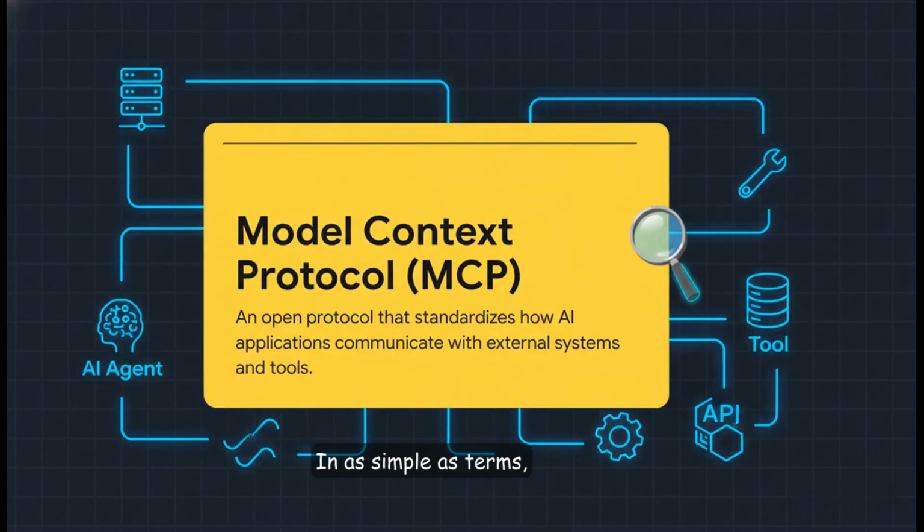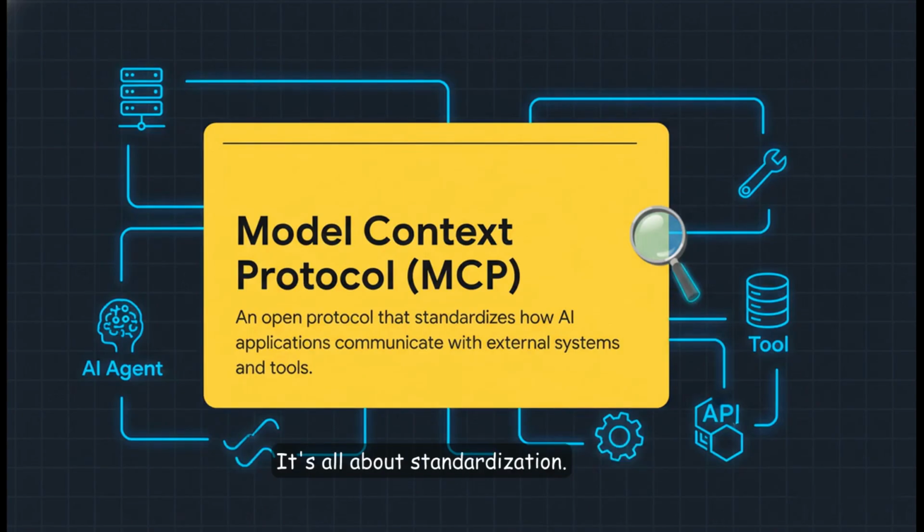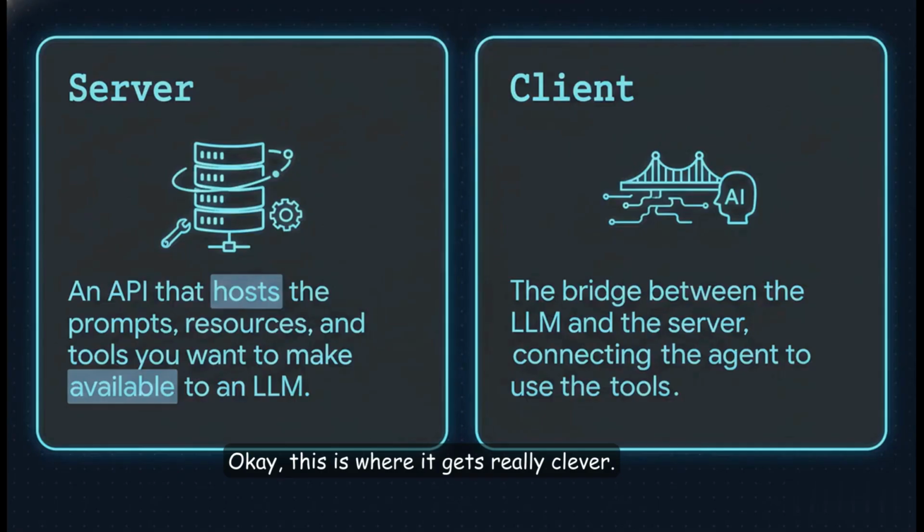So what is it, really? In the simplest terms, MCP, the Model Context Protocol, is just a common language. Think of it like a universal rulebook that lets your AI agent chat with any tool out there without needing a special translator for each one. And because it's an open protocol, anyone can jump in and build tools that speak this language. It's all about standardization.